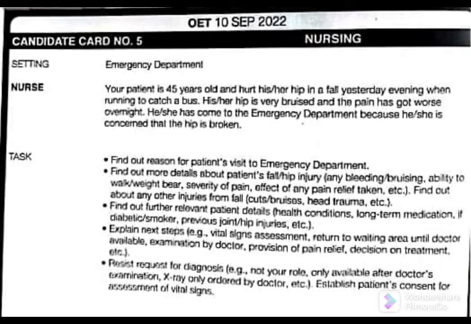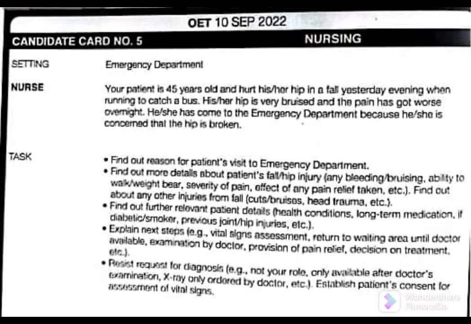Patient is telling that no, I don't have any condition and I'm not on any medications. Then I can tell that, oh, it's fine to hear that you are perfectly all right in your general condition. And are you a smoker? Then patient is telling that, oh, I don't smoke. Then we can ask the last question, whether you had any joint or hip injuries before. Patient is telling that no, nothing has happened before.